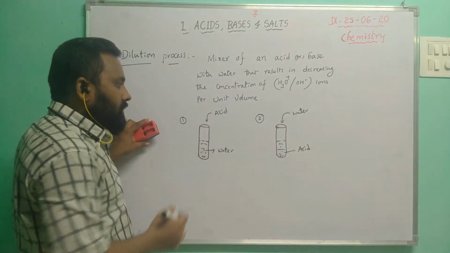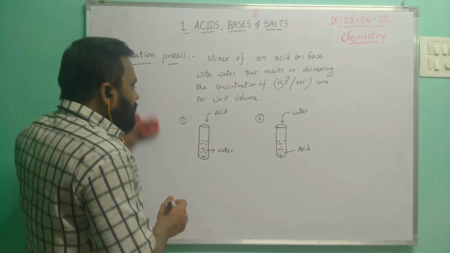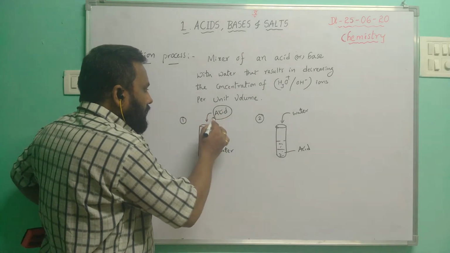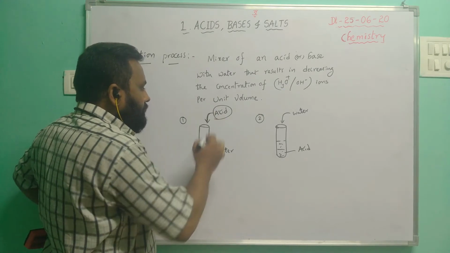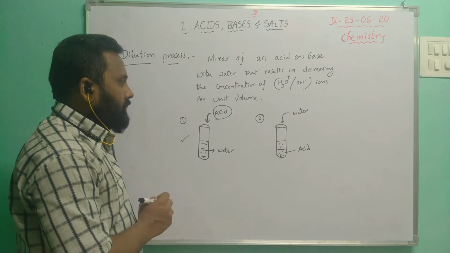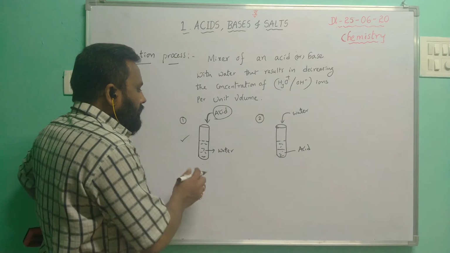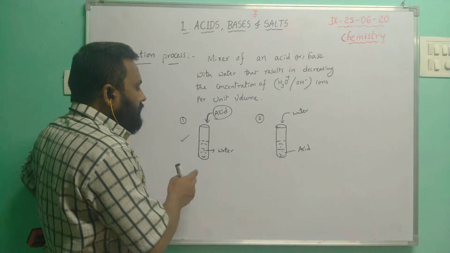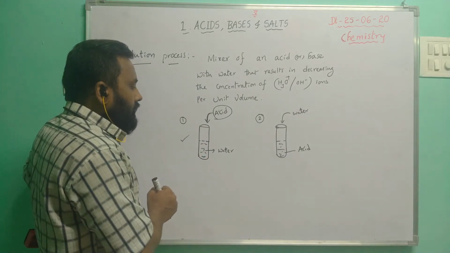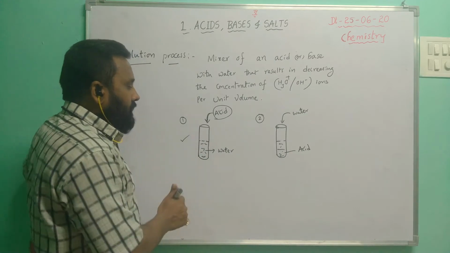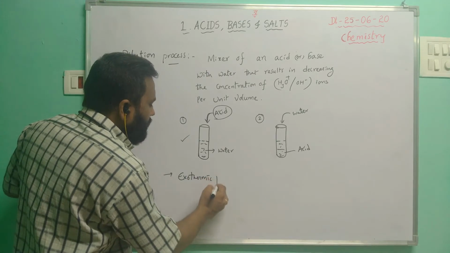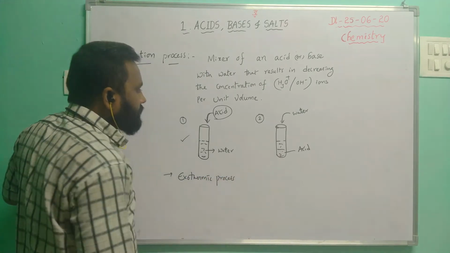So, which one is the correct process? You must add the acid to the water. This is the right process for dilution. When the acid is added to water and you touch the bottom of the test tube, you feel some heat. That means this is an exothermic process.